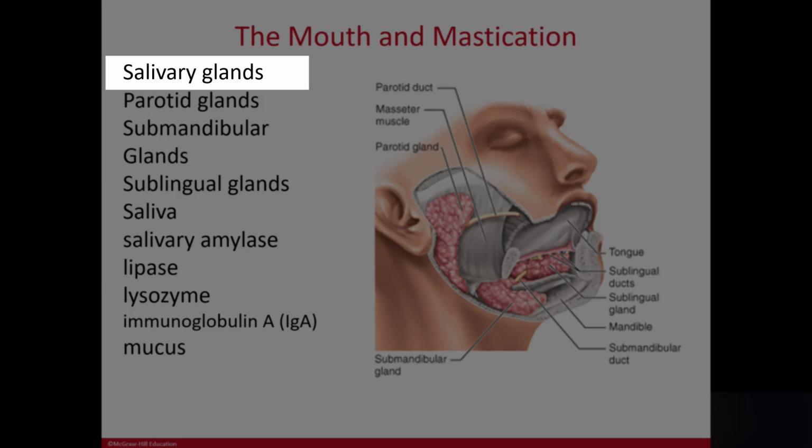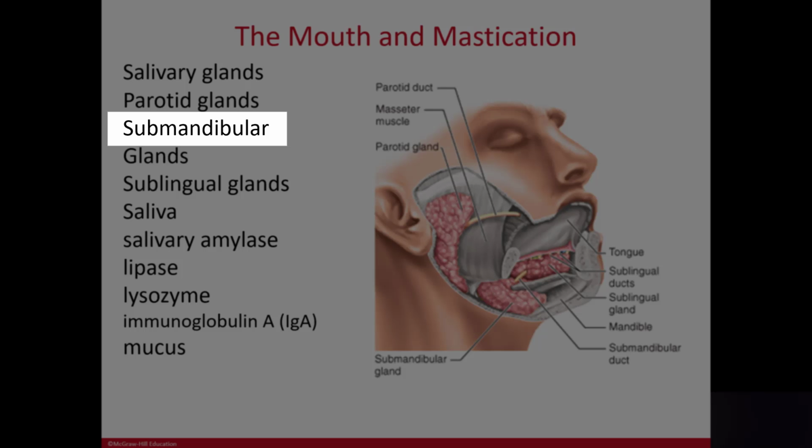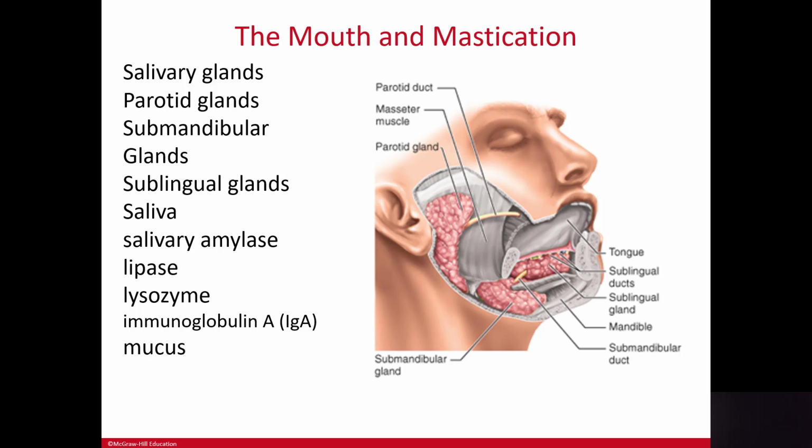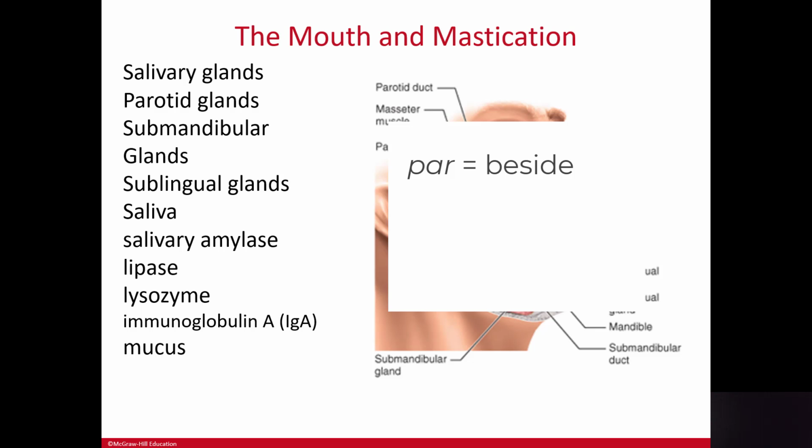So the salivary glands, obviously they secrete saliva. We have 2 parotid glands and 2 submandibular glands and 2 sublingual glands. So you can break those terms down. Parotid, P-A-R, means beside. O-T means ear.